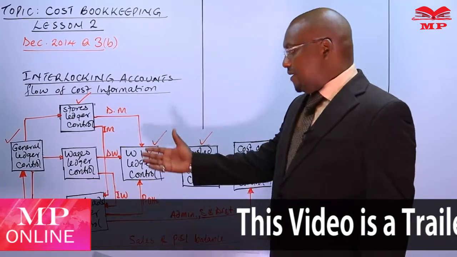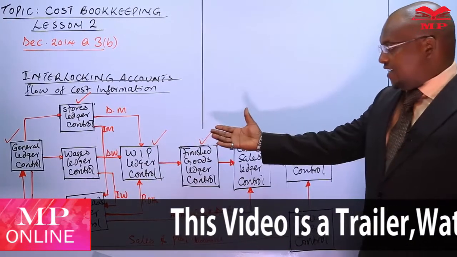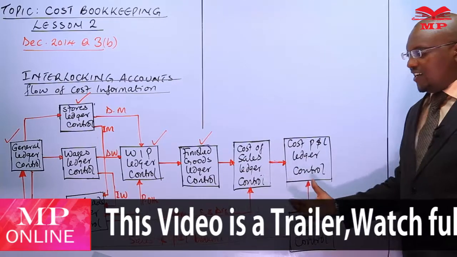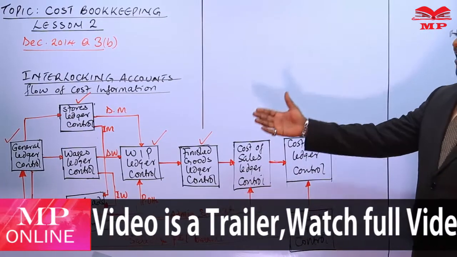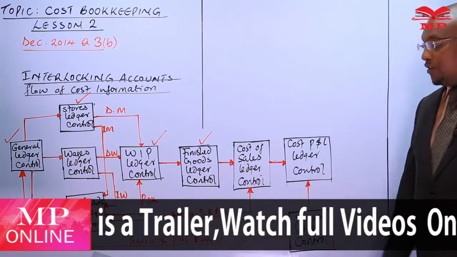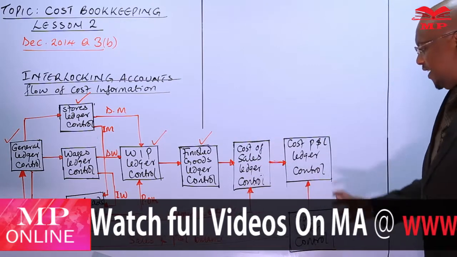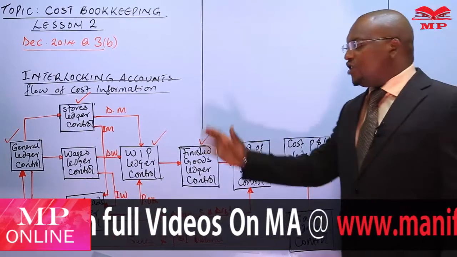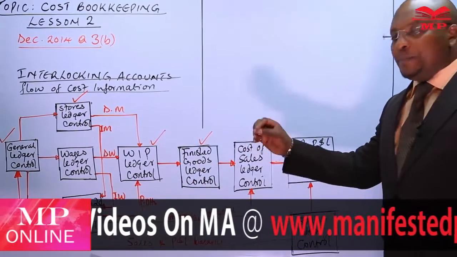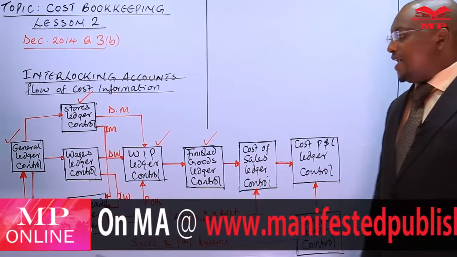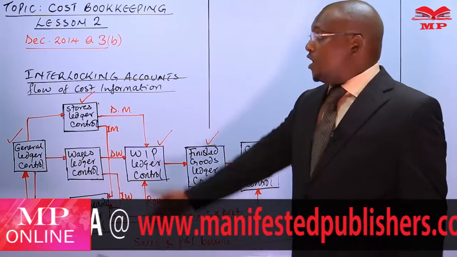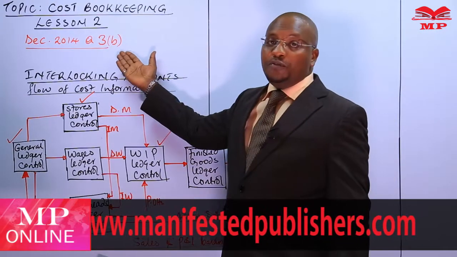As you can remember and recall, I discussed the whole of this diagram, which is a diagram showing the cost information, the flow of cost information. And having explained the flow, from which account, which do debit, which do credit, then we can now try a question. We can try December 2014, question 3, part B.